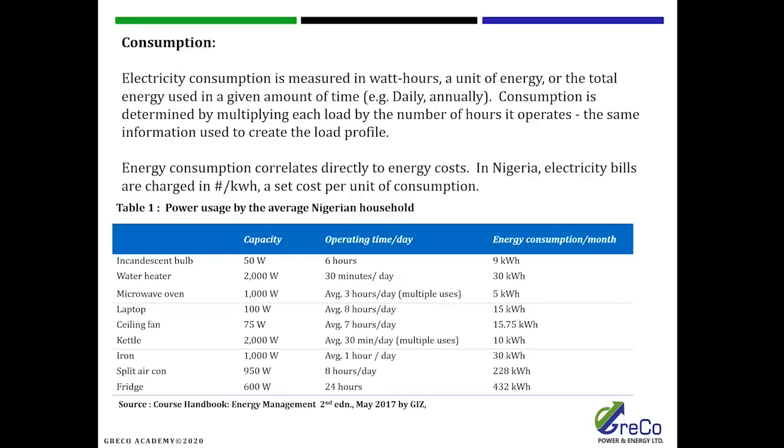month. Same applies to the water heater, micro oven, laptops, ceiling fan, and other appliances that were listed. This is a typical consumption rate table. Next slide.